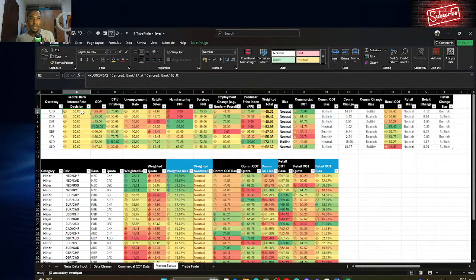So without the COT data now, we're going to carry out a weighted calculation. It's going to be the central bank rates, the gross domestic product, that's GDP, the inflation, the unemployment rate, the retail sales, the manufacturing PMI, service PMI, employment change, which is also non-farm payroll in the US, and the PPI. And then we do a weighted calculation, and with that we know this particular market is strong, is neutral, is weak.